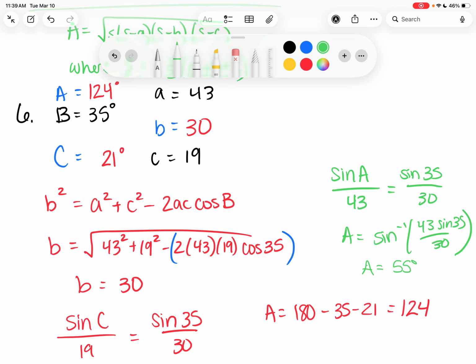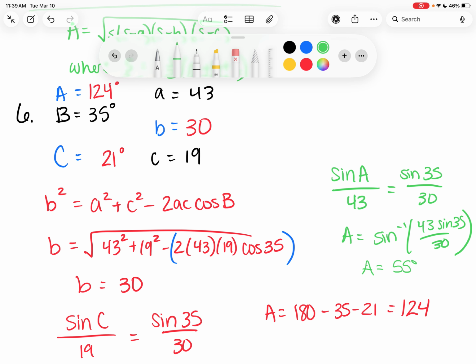But then we do 180 minus 35 minus 55. What do we get? An obtuse angle. Which it can't be if this is the smallest side. Okay. So it might tell you that it's undefined, or it might give you false information, which is basically what happened here. Okay, so I'm just giving you that warning.